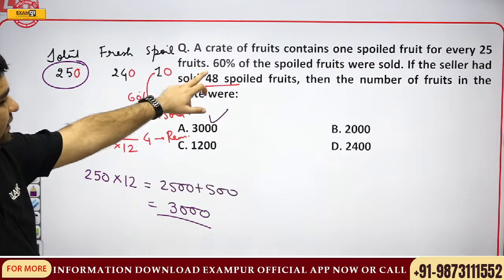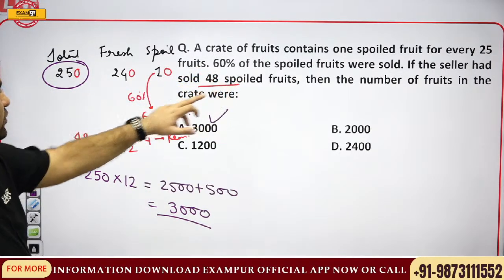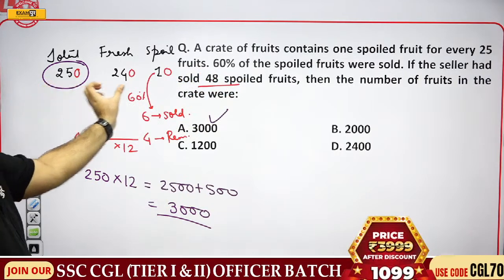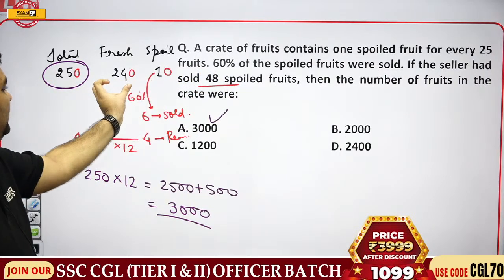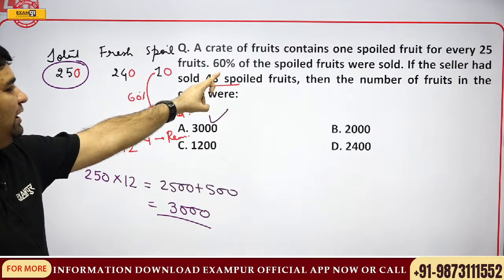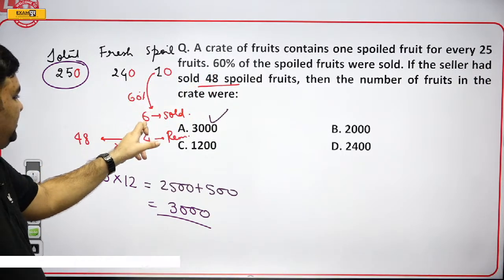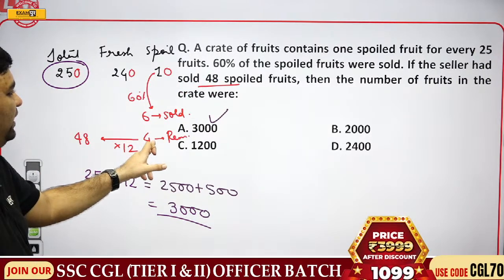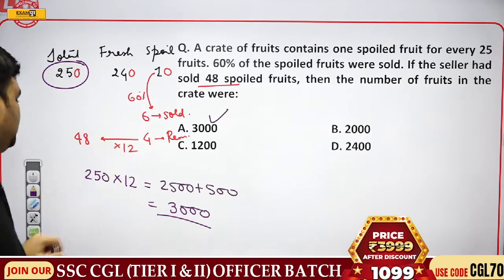A crate contains 1 spoiled for every 25. Total 250, so 10 spoiled, 240 fresh. 60% of the spoiled are sold. 60% of 10, 6 are sold, 4 are remaining. Acha.